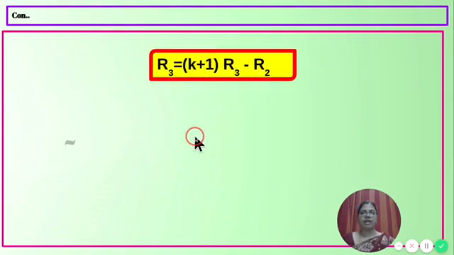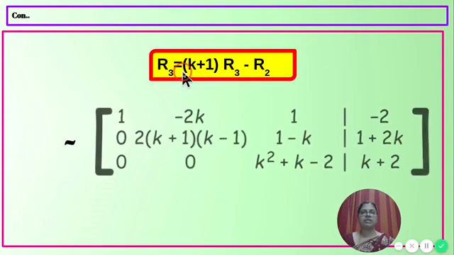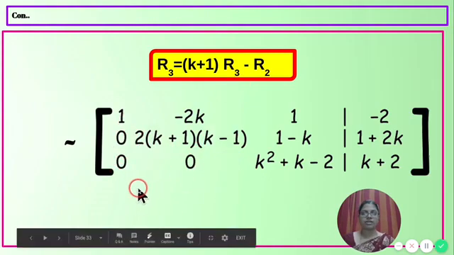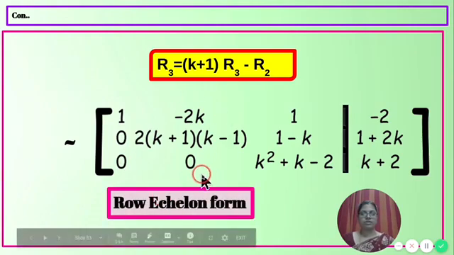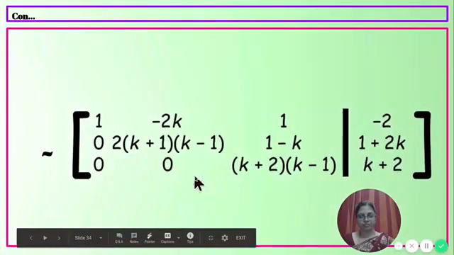Now I am applying this linear operation: R3 = (k + 1) R3 - R2. After applying this, I have transformed the augmented matrix into an upper triangular matrix. So this is a row echelon form.